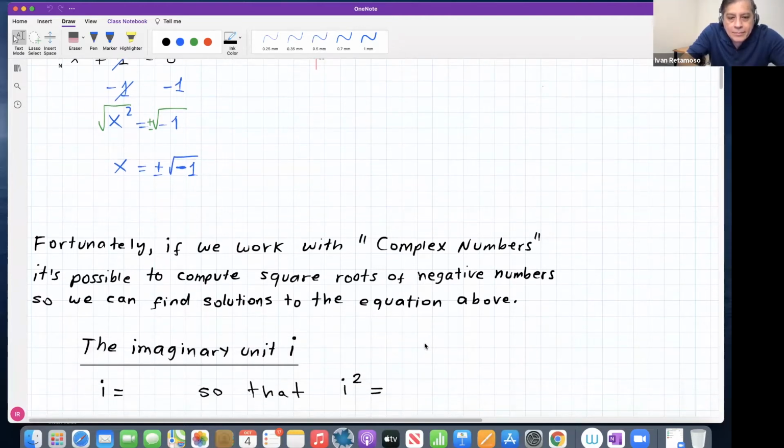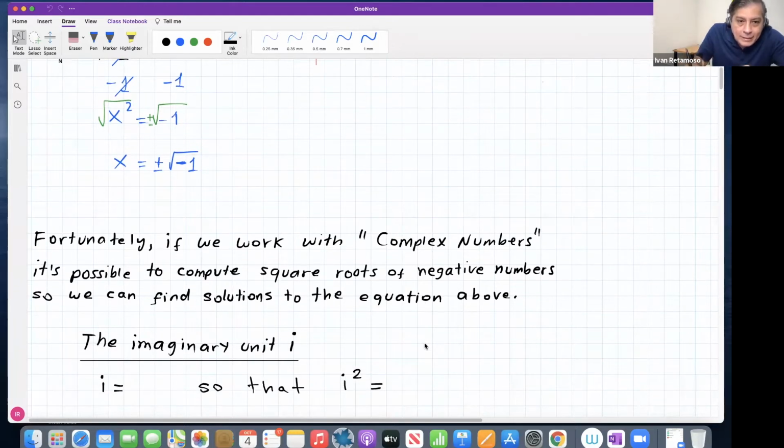All right, so mathematicians started by defining the imaginary unit i. i is defined as the square root of -1, so that i squared will be equal to -1. And this, which did not make sense for us when working with real numbers, now makes sense when working with complex numbers. Yeah, that's the idea.